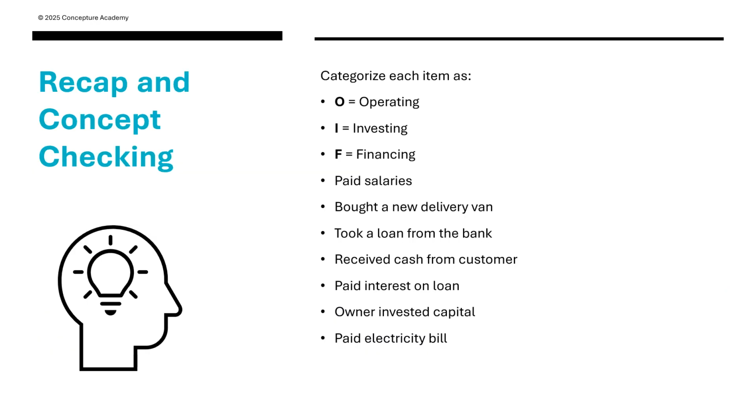Let's review what we have learned. I will read out each transaction and you have to tell me which type of activity it is. O for operating, I for investing, or F for financing. Are you ready? The first one is salaries paid. Yes, that's operating. Bought a new delivery van.